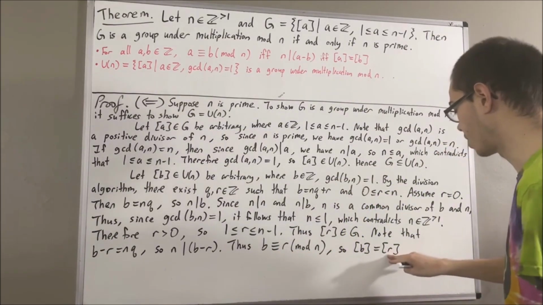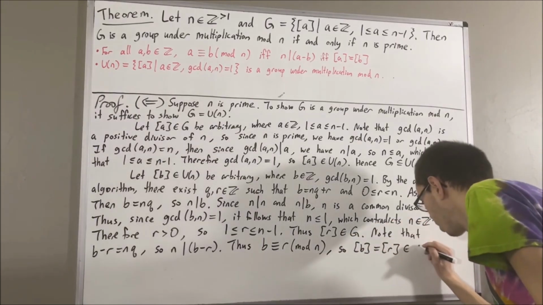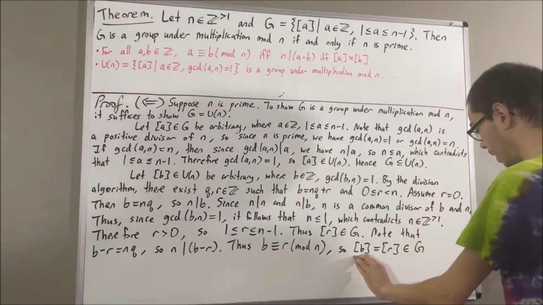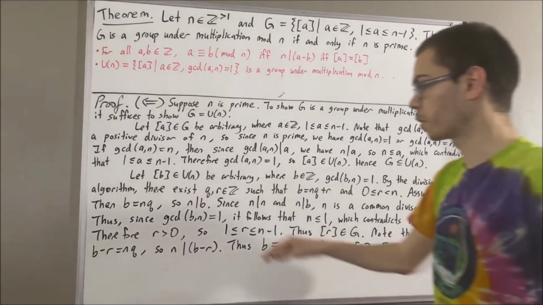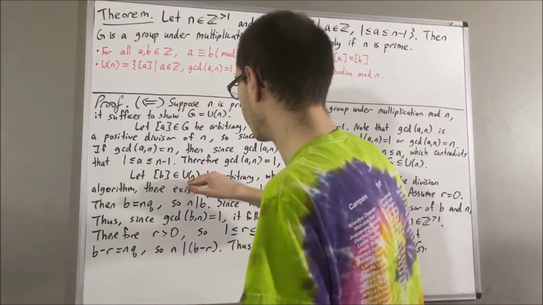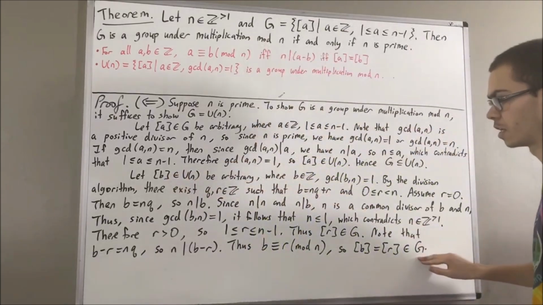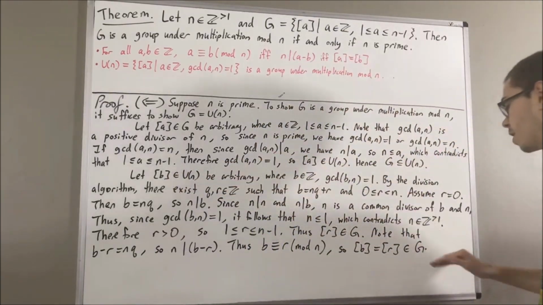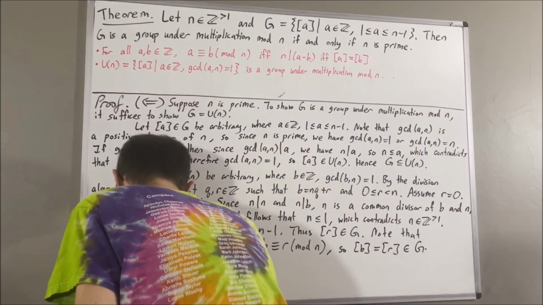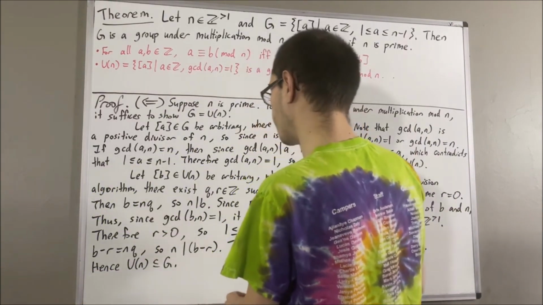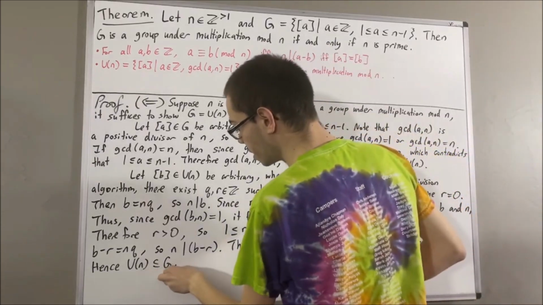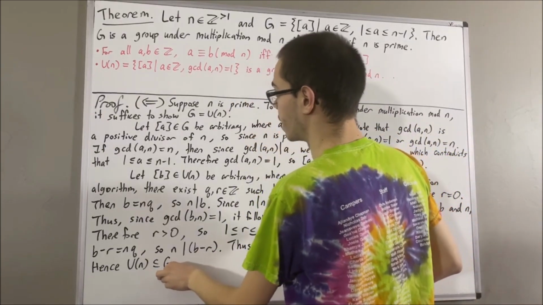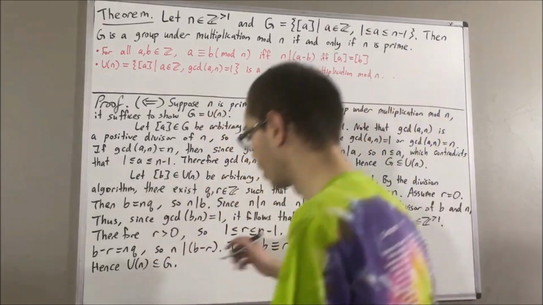And we know that the equivalence class of r is an element of G, so this tells us that the equivalence class of b is an element of G. And so this shows that if we're given any element of U of n, then it is an element of G. So U of n is a subset of G. And since we've shown G is a subset of U of n, and U of n is a subset of G, that allows us to conclude that G is equal to U of n.